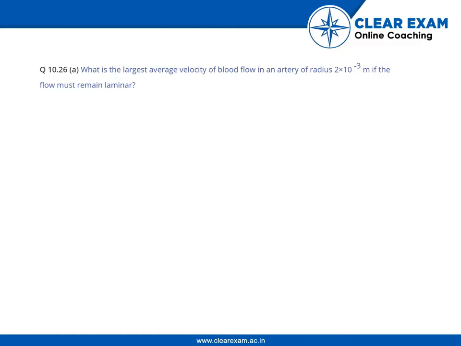Welcome back. So the question here is, what is the largest average velocity of blood flow in an artery of radius 2 × 10^-3 meter if the flow must remain laminar? The diameter of the artery is D, which is equal to 2R. As the radius is given here, we need to do this: 2 × 2 × 10^-3, which is 4 × 10^-3.